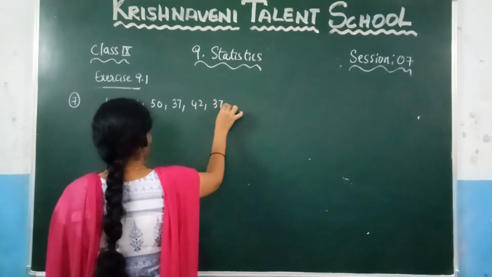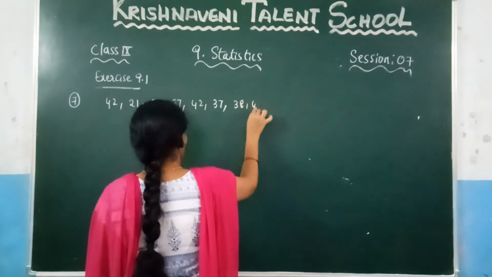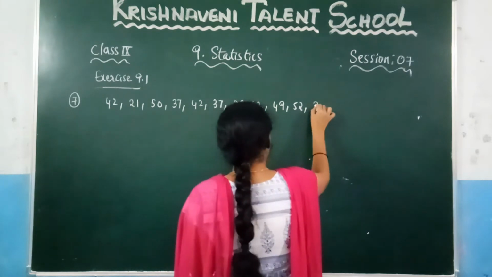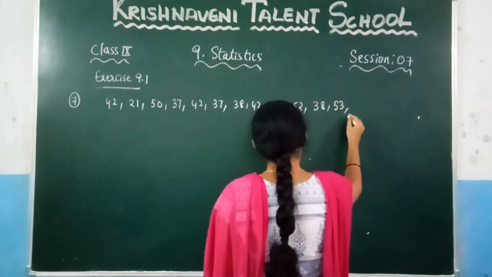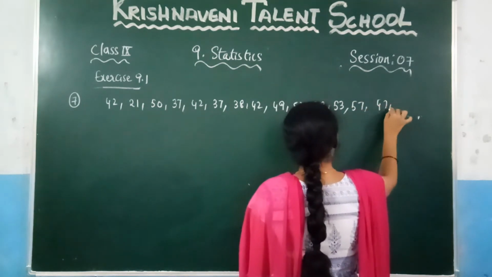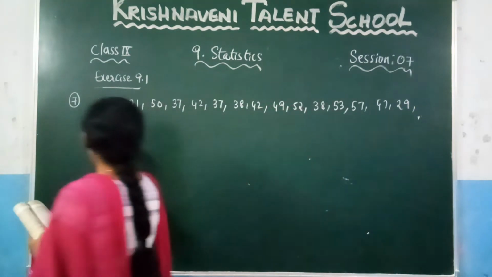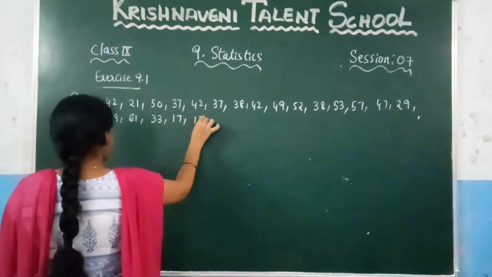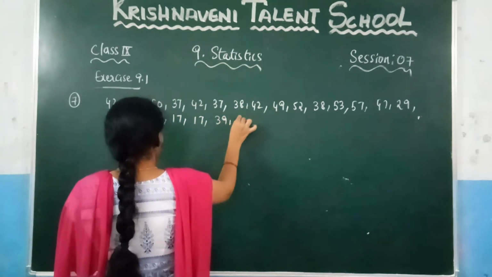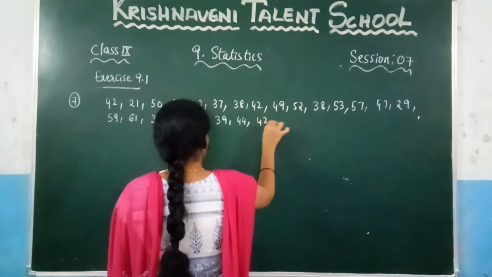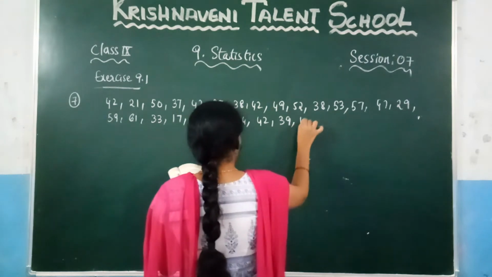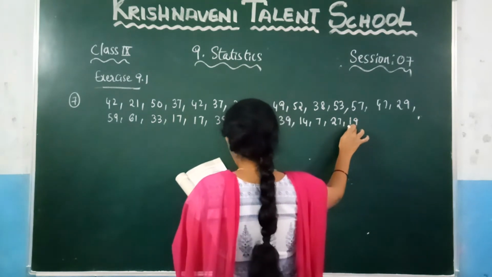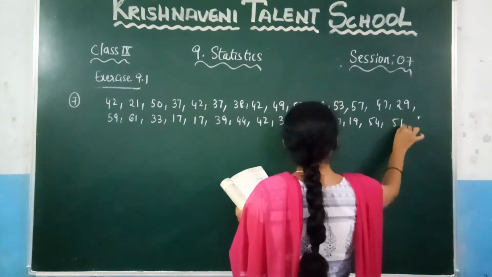42, 37, 38, 42, 49, 52, 38, 53, 57, 47, 29, 59, 61, 33, 17, 17, 39, 44, 42, 39, again 14, 7, 27, 9, 19, 19, 54, 51.